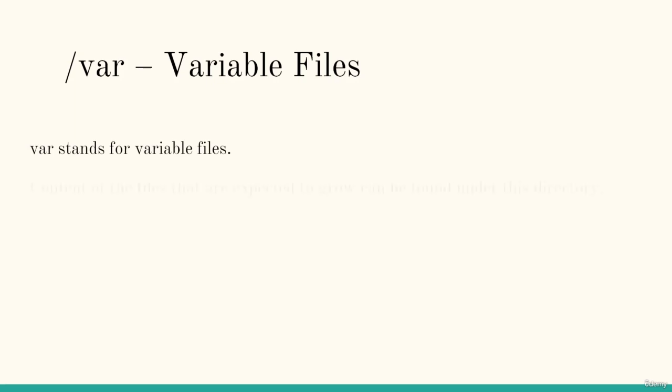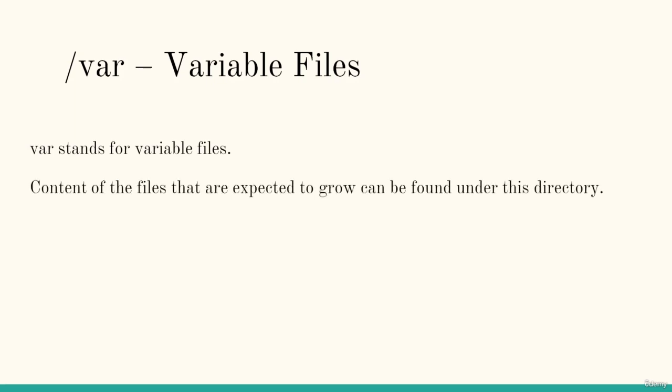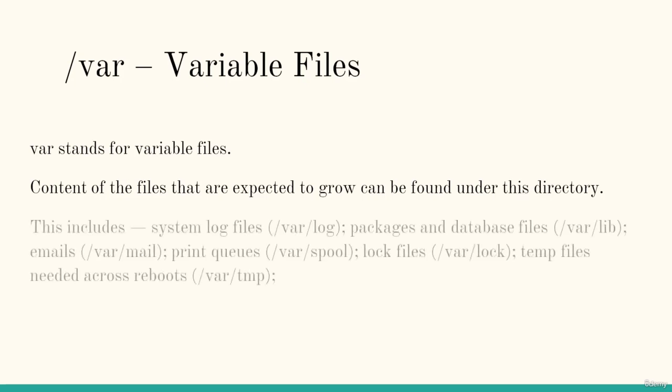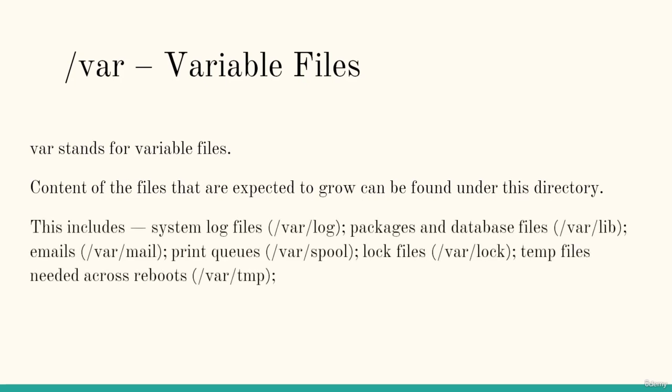/var stands for variable files. The content of the files that are expected to grow can be found under this directory. So this includes system log files. For example, /var/log; packages and database files, /var/lib; emails, /var/mail; print queues, /var/spool; and temp files needed across reboots, /var/tmp, and so on.